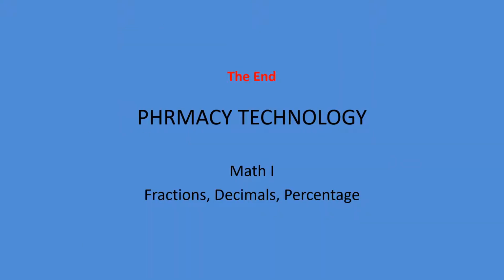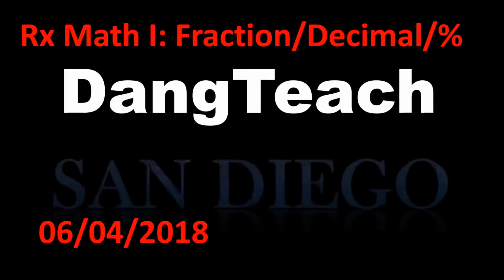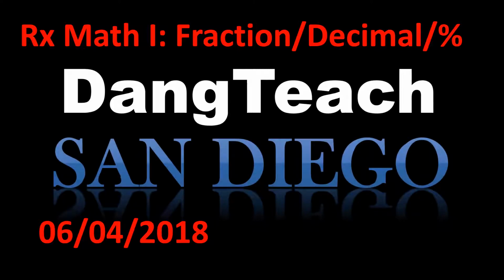All right, so that ends Math 1, fraction decimal percentages. We also did decimal places and rounding as a recap. All right, let's go on to Math 2, where we're going to be doing conversions, metric conversions and English-metric conversions.